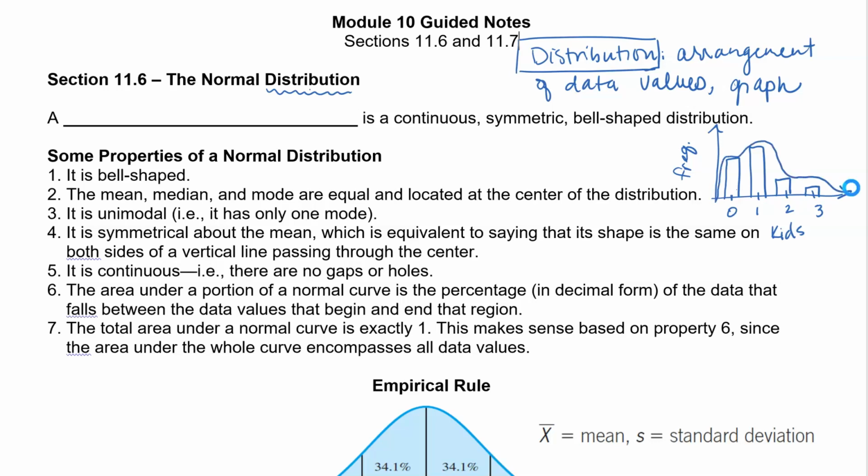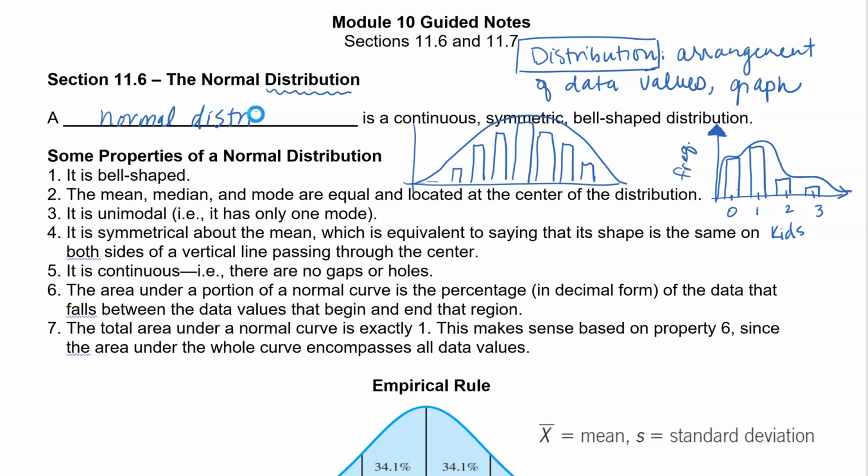And when you graph data, you'll see that a lot of data actually ends up having a similar shape, which is called a normal distribution. So this example with kids is not a normal distribution, but if I had graphed my data and ended up getting a graph that was much more symmetric and looked like this, we call this bell-shaped. So when our data is graphed and it makes a curve like this, symmetric about the middle, then we call it a normal distribution.